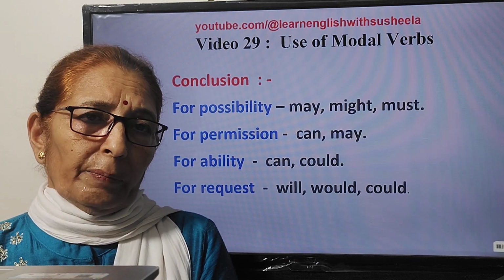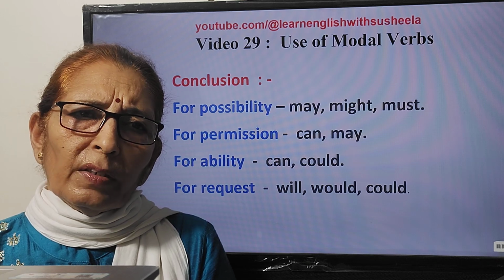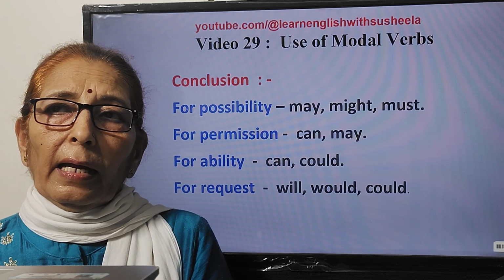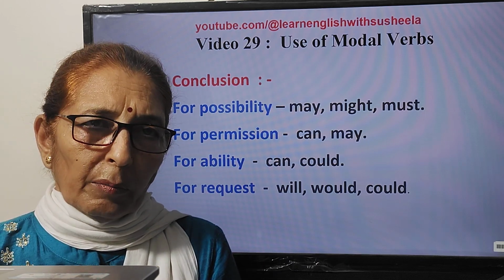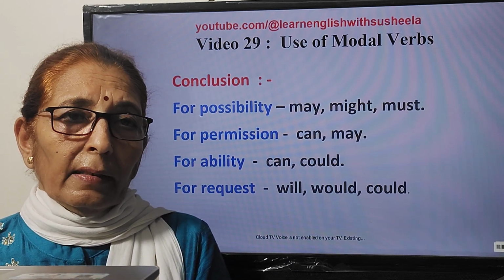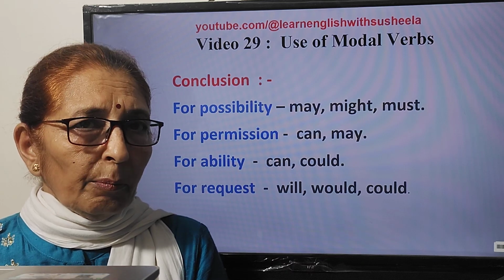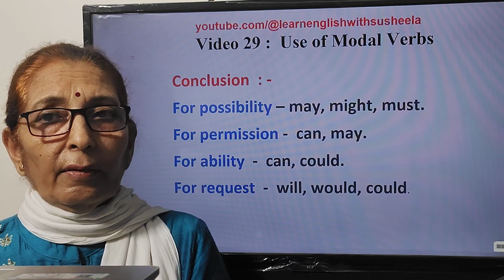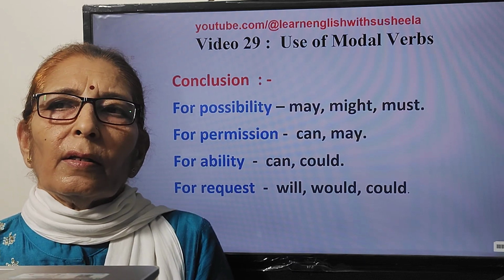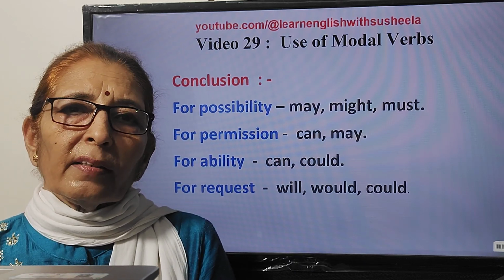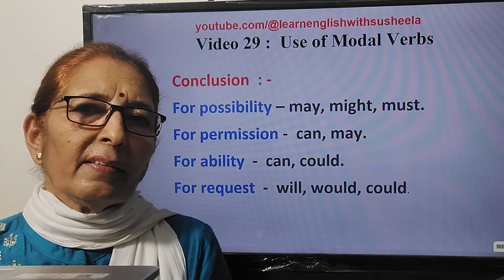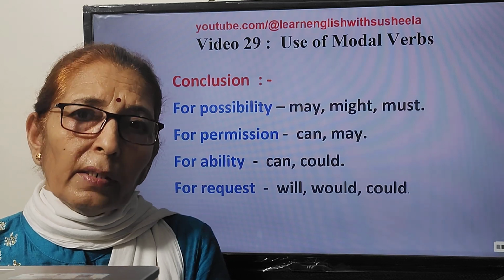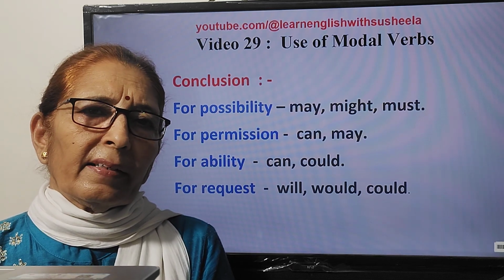Next, for permission. For permission, you can use 2 words, can and may. Can is used for informal permission and may is used for formal permission. Same way for ability. Can is used for ability in the present and could is used for ability in the past. Then for request, we use 3 modals. Will. If we start the sentence with will, it means politeness is not there. Would is used for polite request, and could is used when more politeness is there.